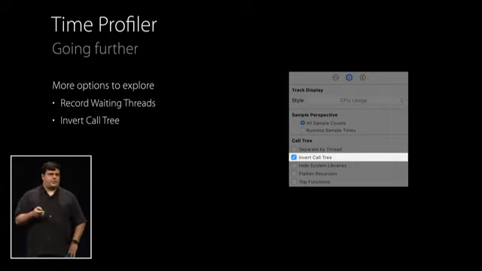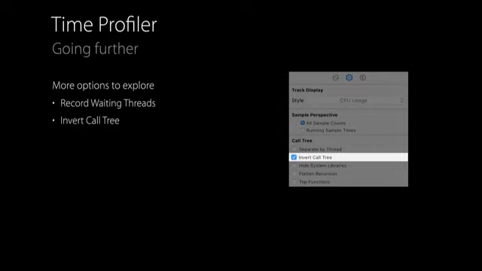Figuratively, what that does is it flips the call tree upside down. So instead of seeing the leaves at the bottom nodes of the tree, these are the functions that don't call into anything, they appear at the top. So if you have a utility function that's being called from 5 or 6 different places, you might want to invert the call tree so that you can see who's actually calling into that particular function. So it gives you a different perspective on your data in the call tree.